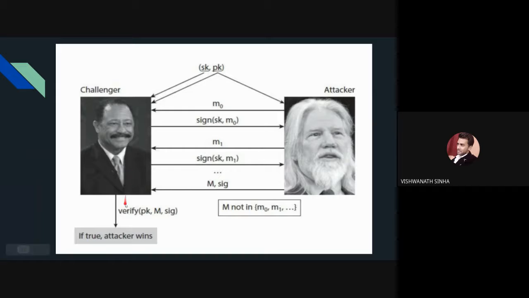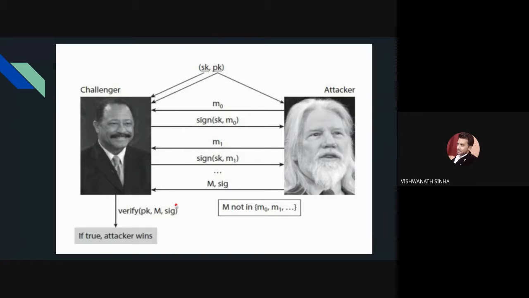So now the challenger can verify whether the signature sent by the attacker is correct or not. He runs the verify commit, where he uses the public key, the message, and the SIG commit. So if this verify commit shows true, then the attacker wins, and he has actually forged the signature.